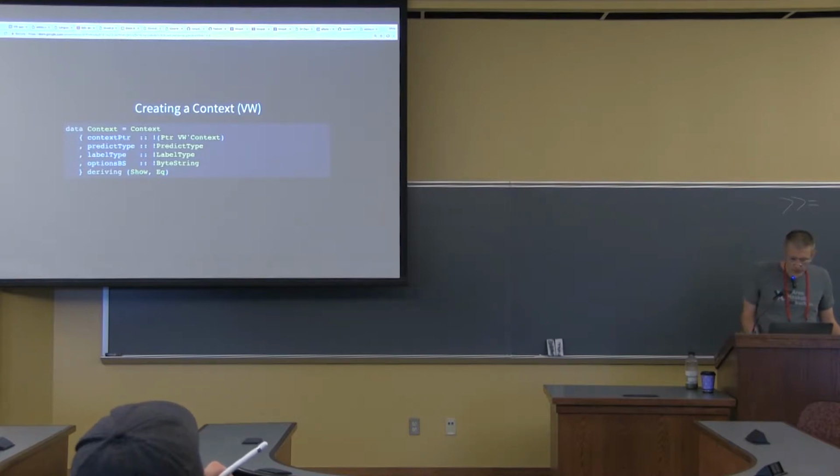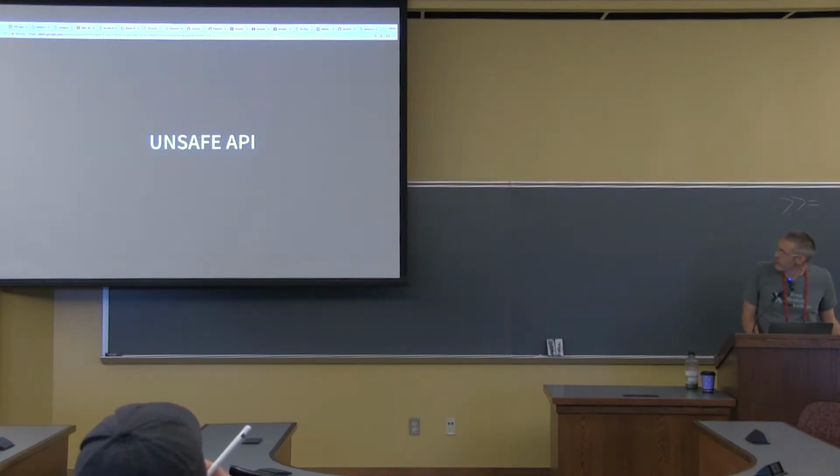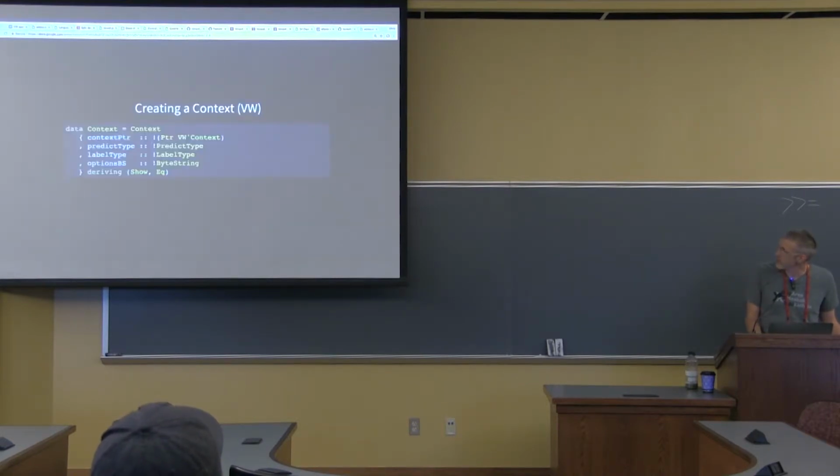So, all right, we've wrapped our pointer. Now let's go on and look at the unsafe API. I actually want to go construct contexts of this type. That's where I'm headed.